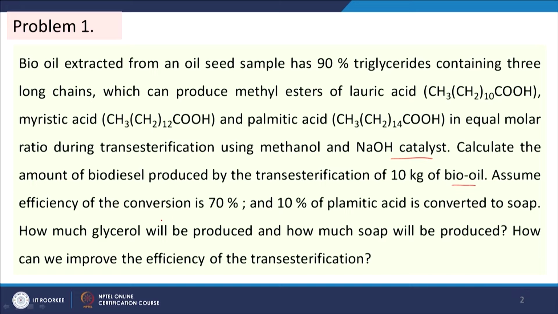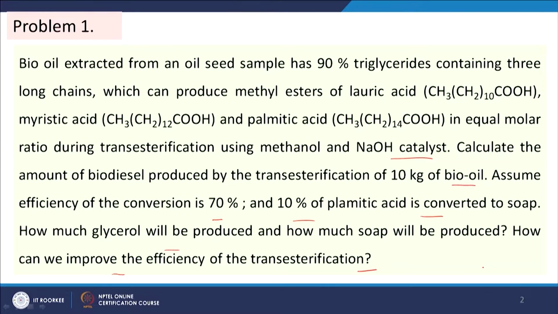Assume efficiency of the conversion is 70% and 10% of palmitic acid is converted to soap. How much glycerol will be produced and how much soap will be produced? How can we improve the efficiency of the trans-esterification? So, this is the problem statement. We are asked to calculate how much glycerol will be produced and how much soap will be produced, and how the efficiency can be improved.